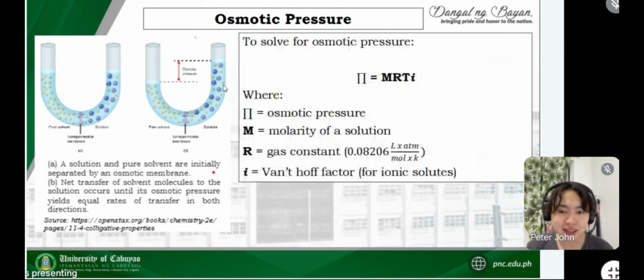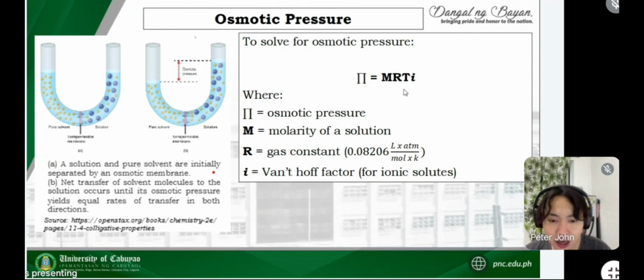So let's proceed with the computation of the osmotic pressure. To solve for the osmotic pressure, here's our formula. We have this symbol, which is osmotic pressure, equal to MRTi. M stands for the molarity of a solution. So, this time, we will use the molarity instead of molality. Pinag-uusapan natin right now is about the movement. Then, we have R.